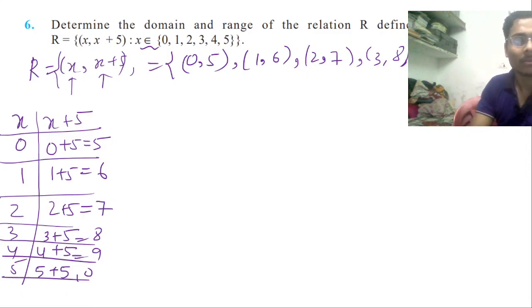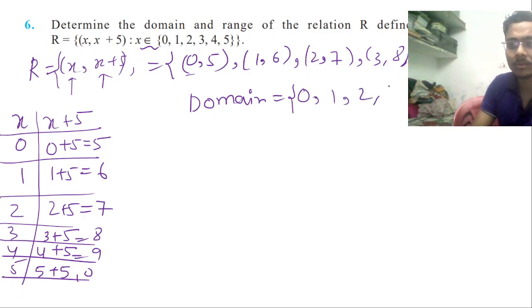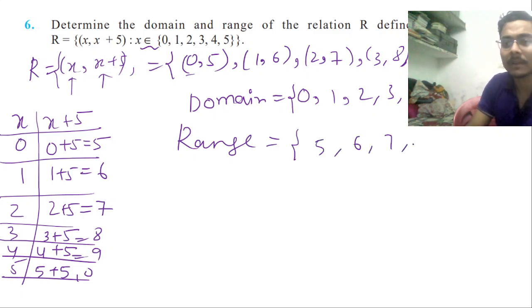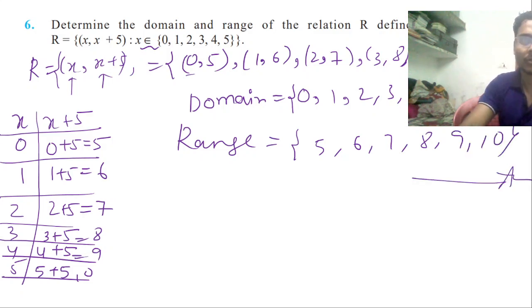Okay, now we will have to determine the domain and range. Domain is the set of first elements from the relation R: 0, 1, 2, 3, 4, 5, 6, only 5. And range is the set of second elements from the relation. The second elements are 5, 6, 7, 8, 9, 10, and this is our answer to this question.